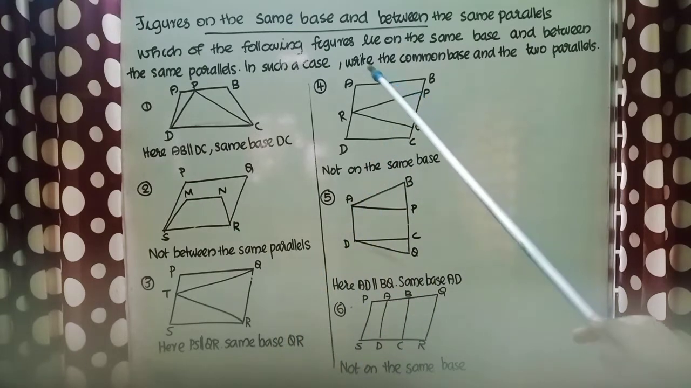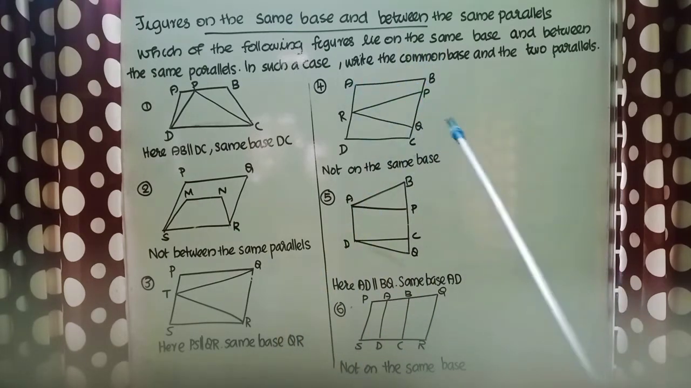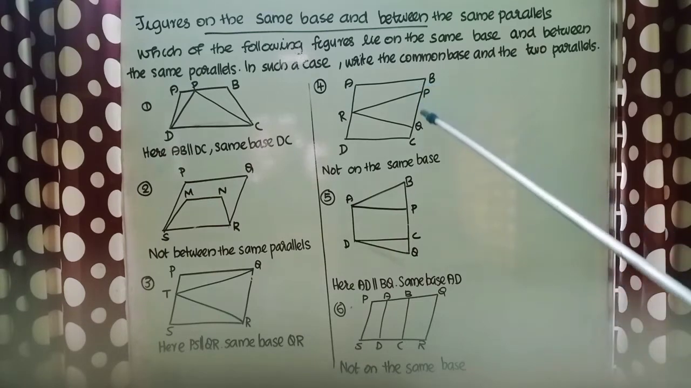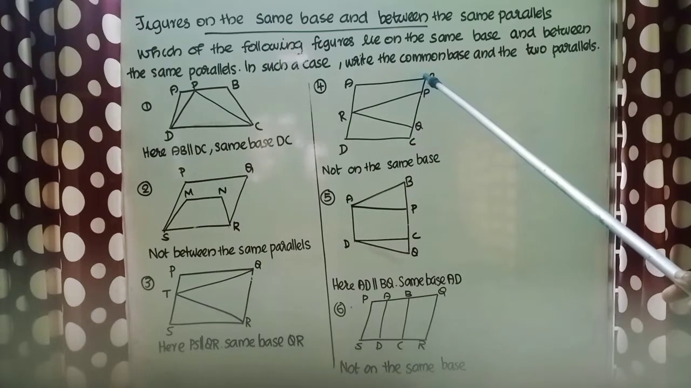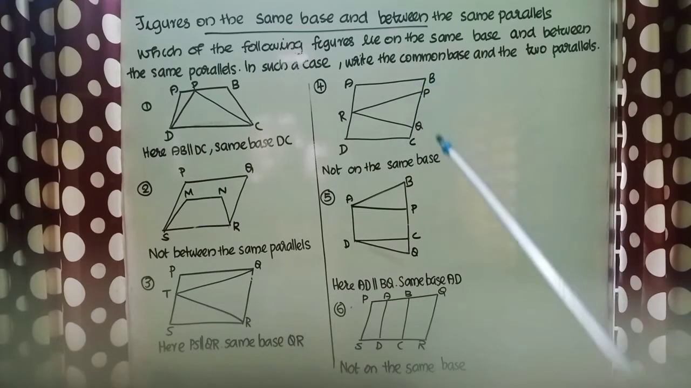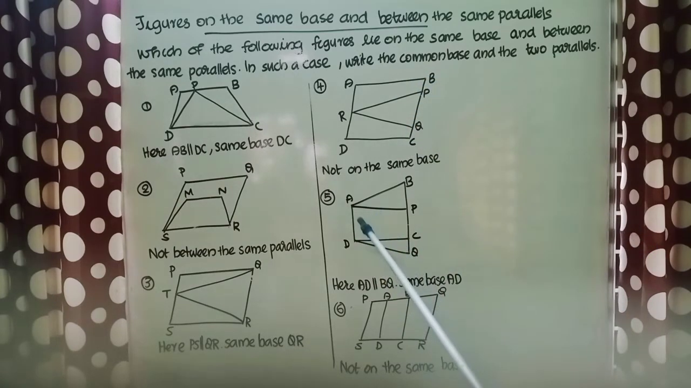Here, both are lying between the same parallels, but you can see the base is different. Here the base is PQ only, but the base of the parallelogram is BC. Here you can see both are lying on the same base AD and lying between the same parallels AD and BQ. Here it is not on the same base and between the same parallel lines.